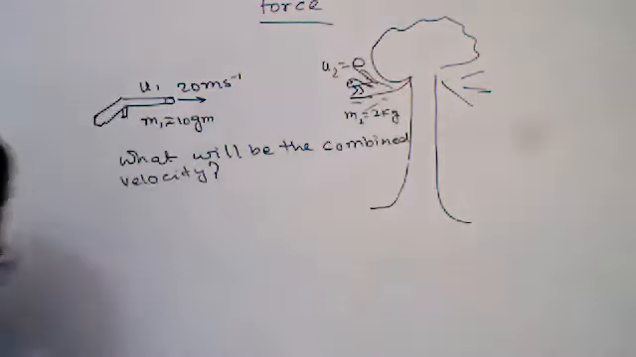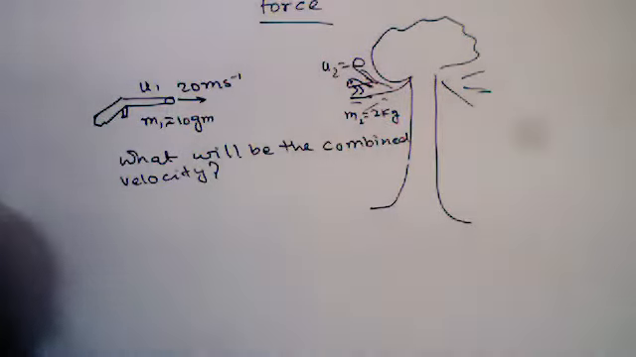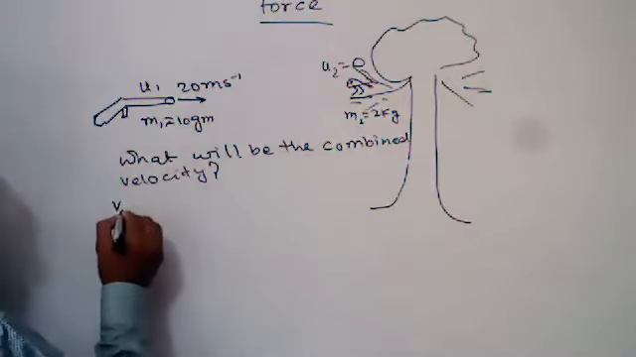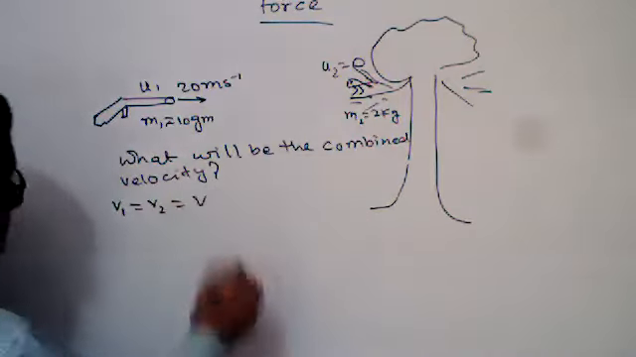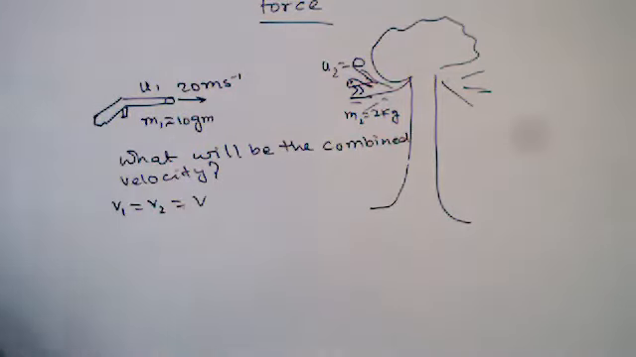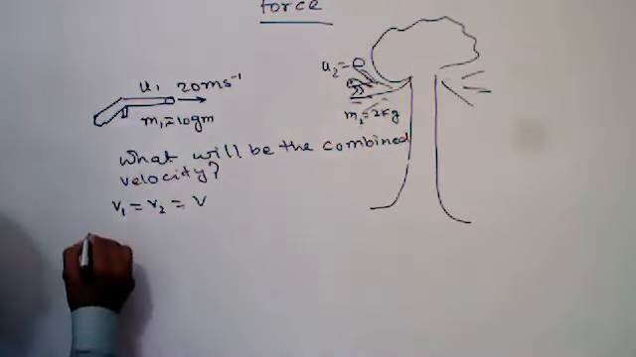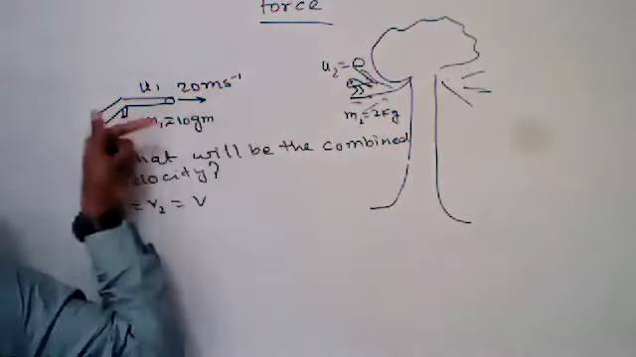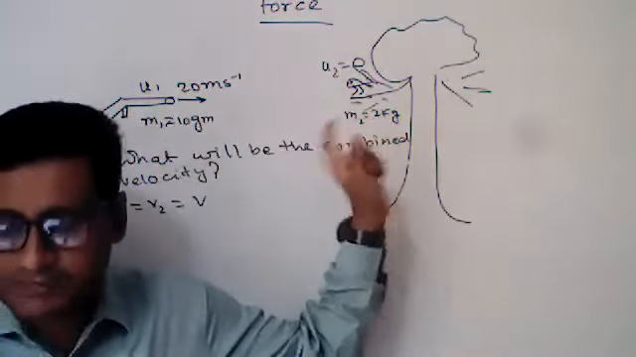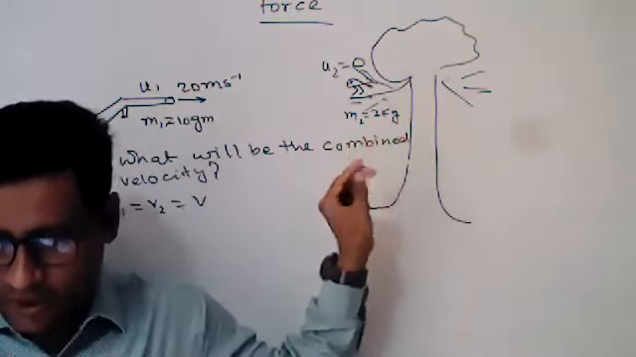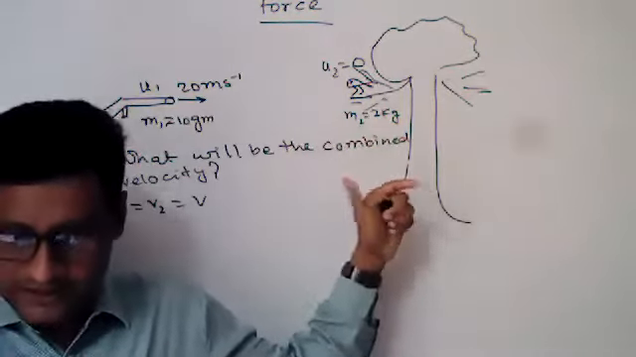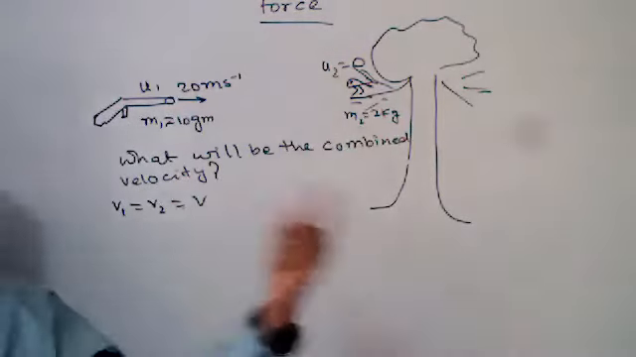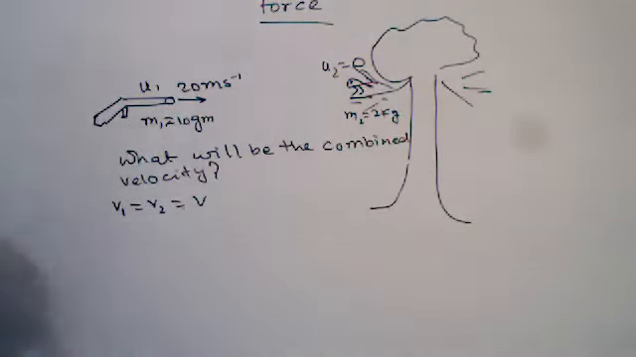At first the bird is at rest, so U2 will be 0. After shooting, V1 equals V2 equals V, because the velocity of the bullet and the bird will be the same. So sir, why will the velocity be the same? After shooting, the bullet is in the bird. That means the bullet is inside the bird. When the bird moves with the bullet, the velocity of the bullet and the bird will be the same after shooting. So V1 equals V2 equals V, the final velocity.